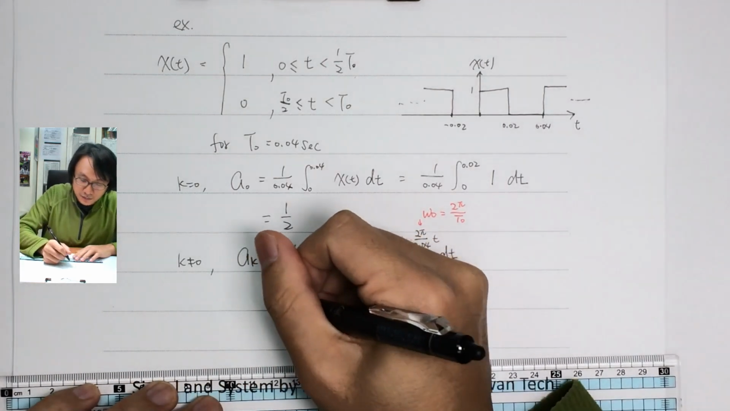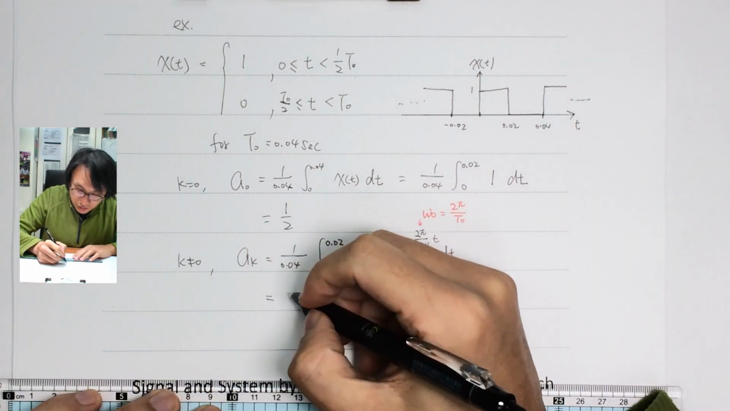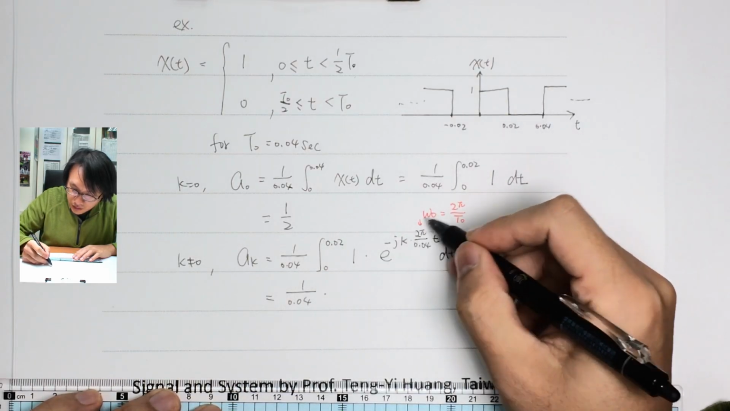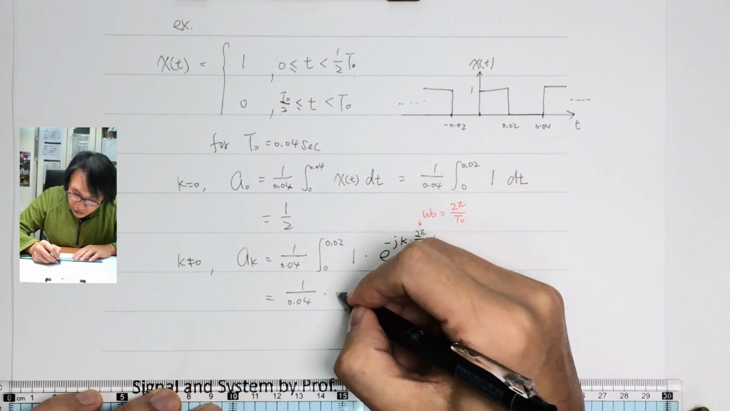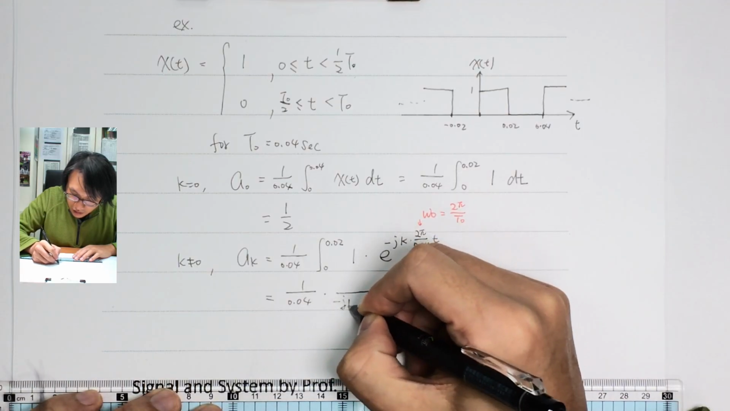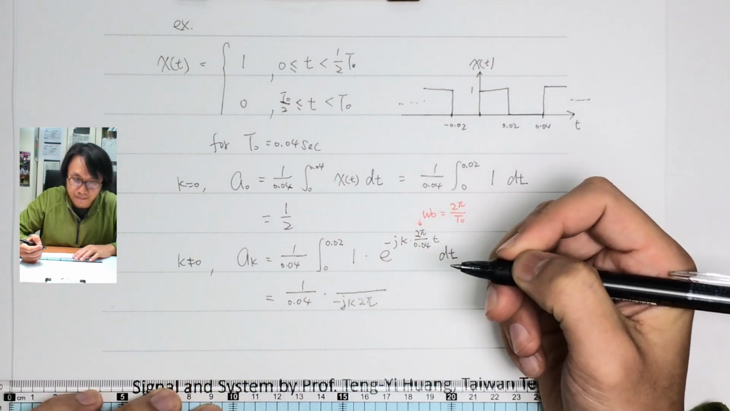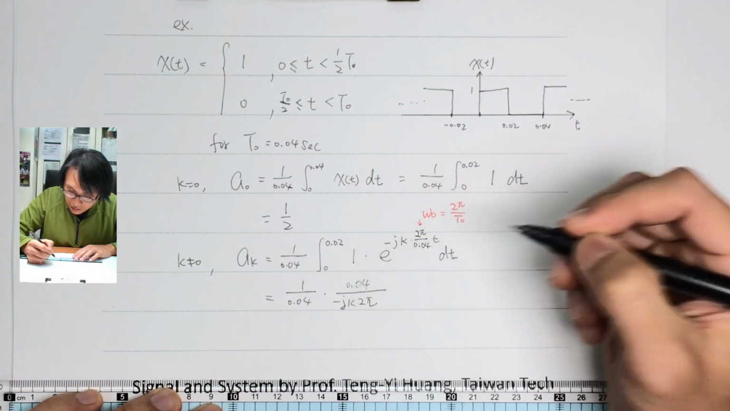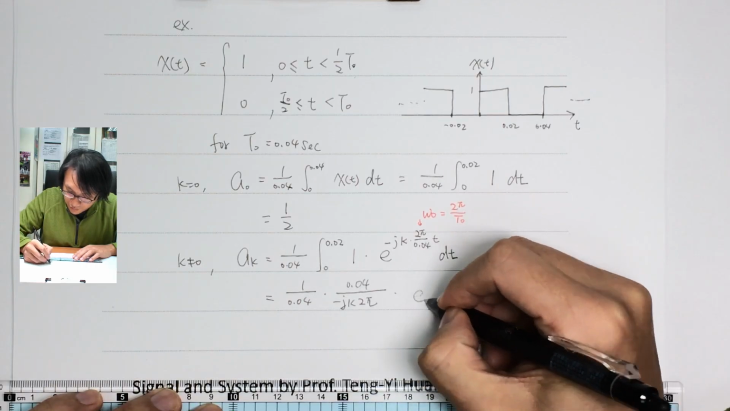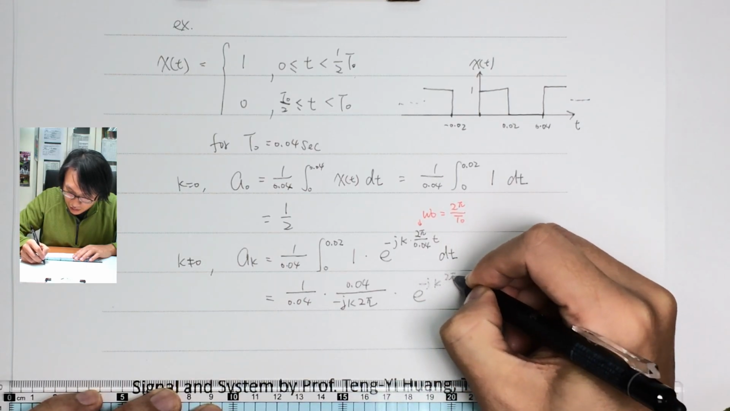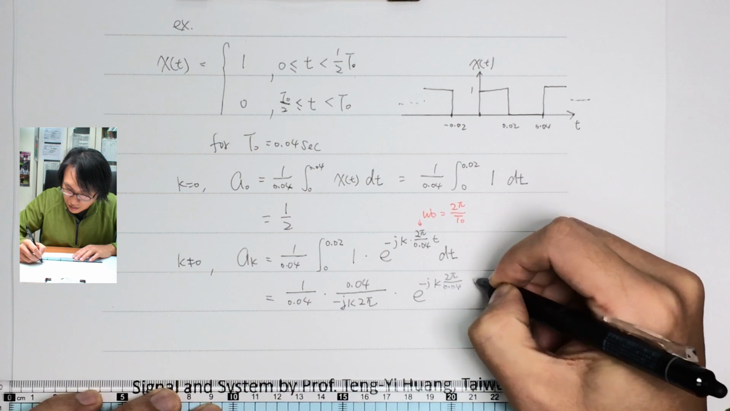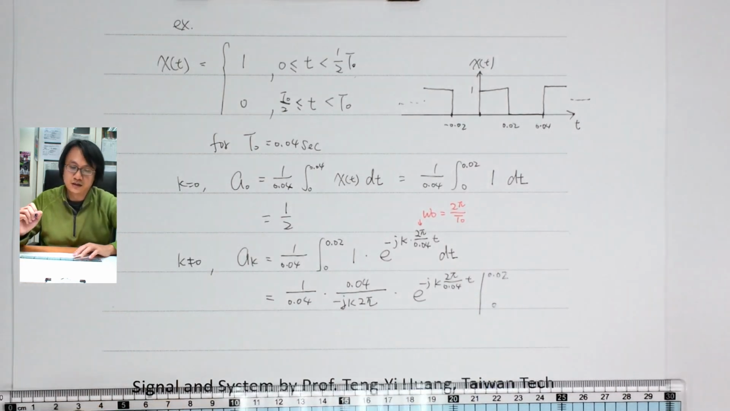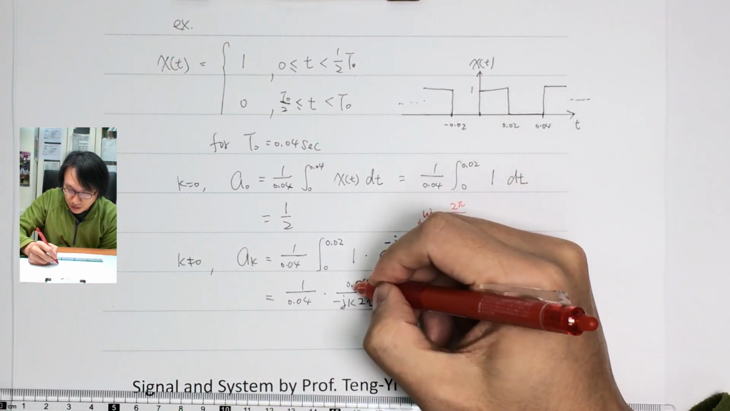Next, after integrating, we get 1 over 0.04 times the reciprocal, which is 1 divided by negative j k 2 pi over 0.04, times e to the power of negative j k 2 pi divided by 0.04 times t. Evaluated from 0 to 0.02, these terms cancel.